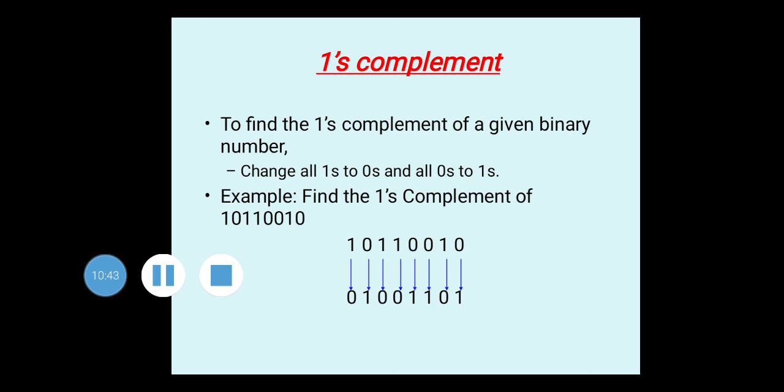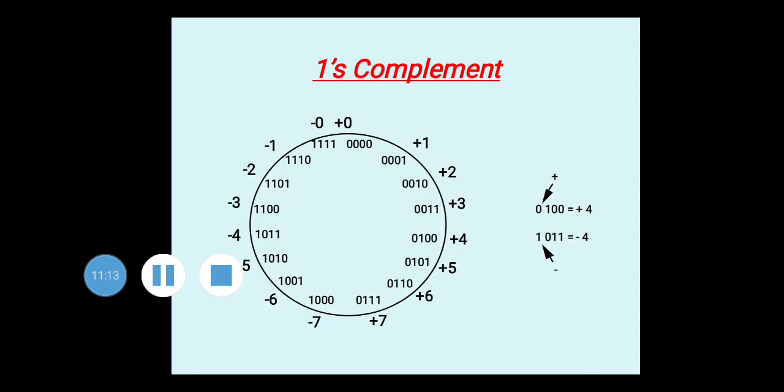Its ones complement is: convert 1 to 0 and 0 to 1. That means the digit which is 1, replace it with 0, and the digit which is 0, replace it with 1. So the answer is 01001101. This is the ones complement form of the given binary.